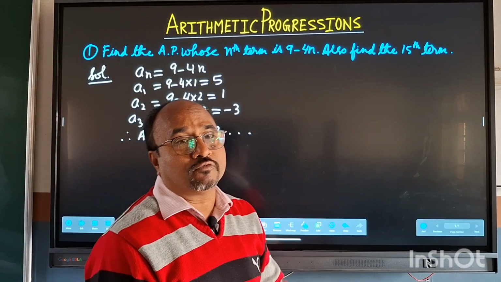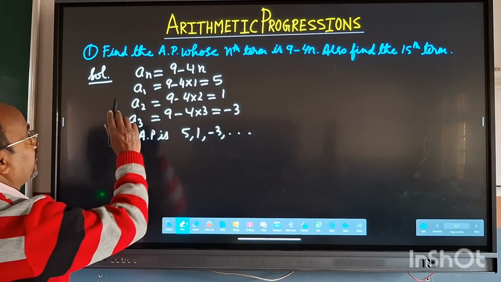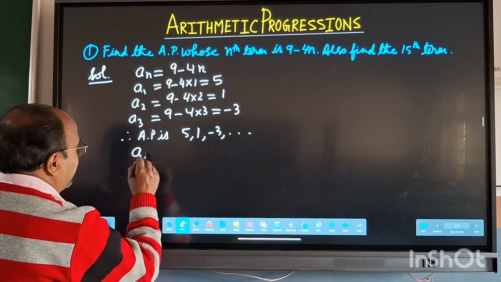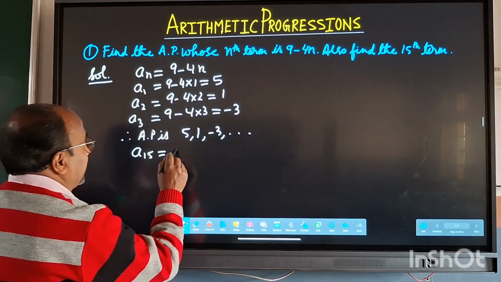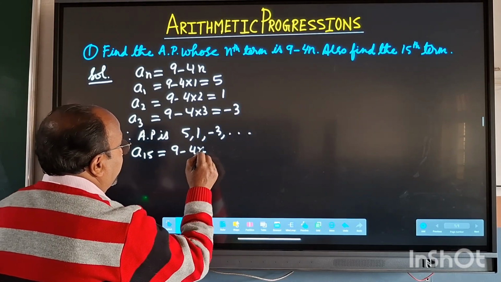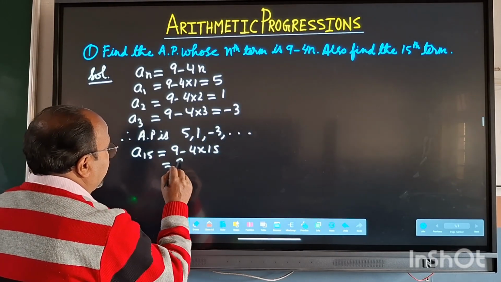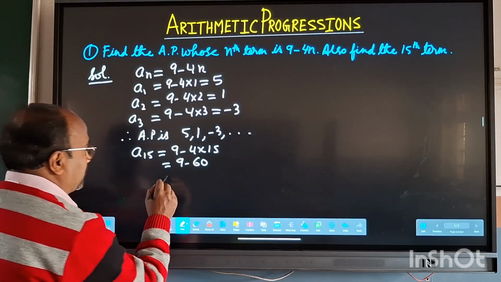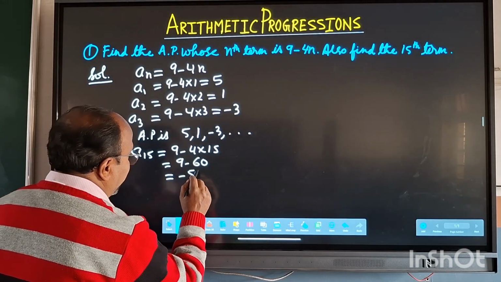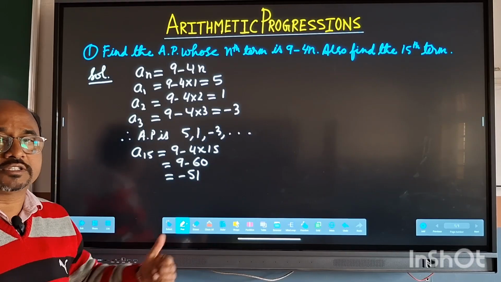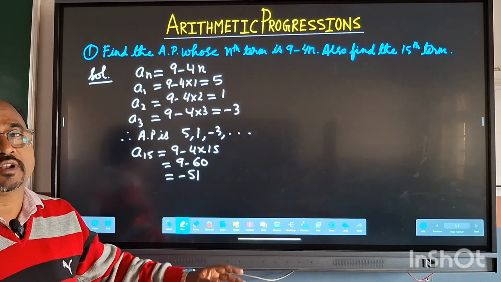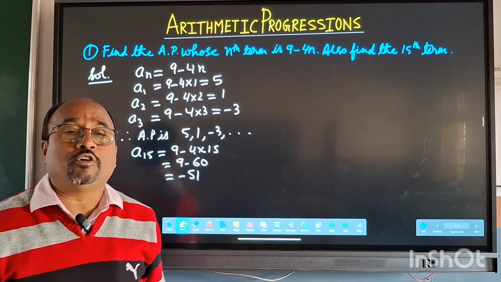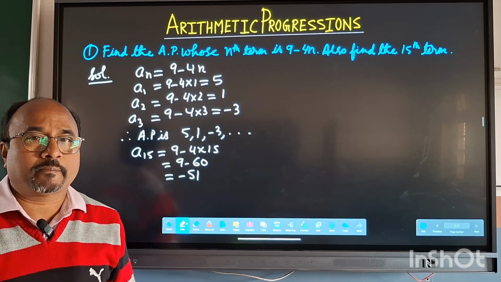The question says also to find the 15th term. So I will use the same thing, A15. That will be 9 minus 4 into 15, so that is 9 minus 60. From 60, if you subtract 9, you will get minus 51. So this sum is solved. This is the way to relate when the general term of the AP is given.